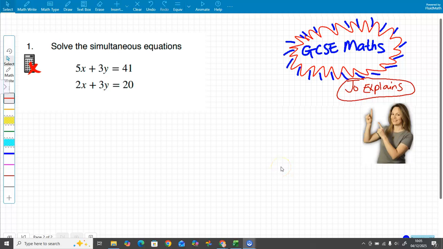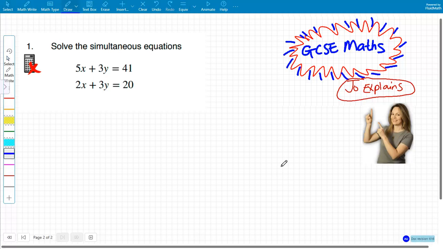Hi everyone, so today we're going to look at this GCSE maths topic, solving simultaneous equations. So I've got a question here. You can see it's a non-calculator. Just going to write the heading because it's just good practice.